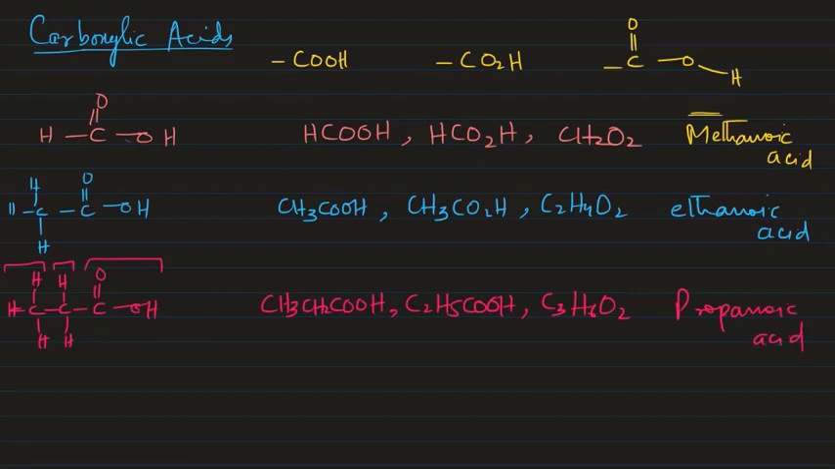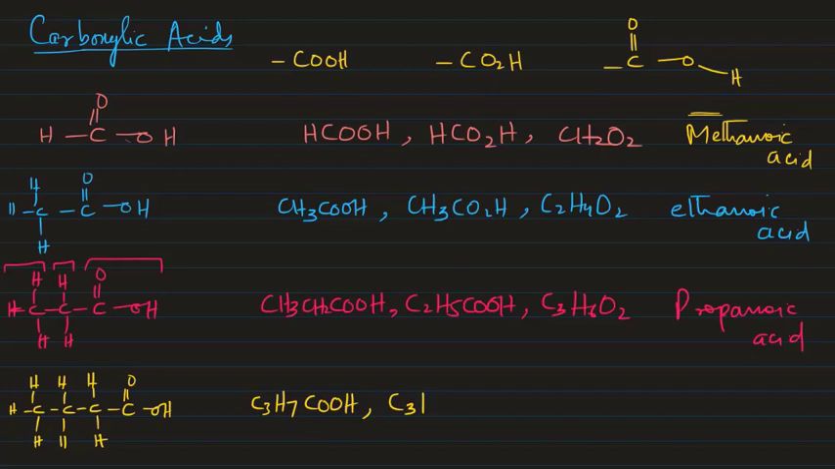Similarly, we can draw the fourth structure that contains the carboxyl group. Along with it there will be three more carbons present like this. So complete the valencies using hydrogen like this. So it will be C3H7COOH, or C3H7CO2H, or C4H8O2. It is called butanoic acid.